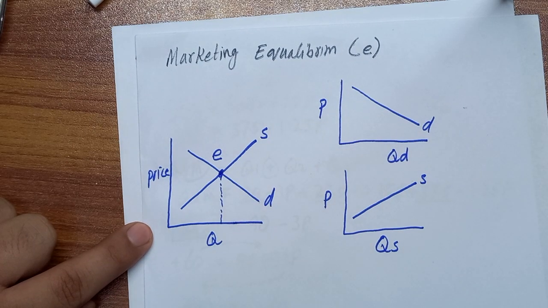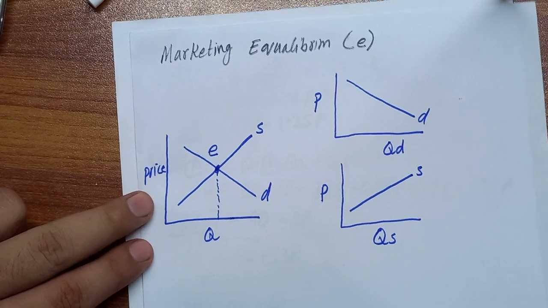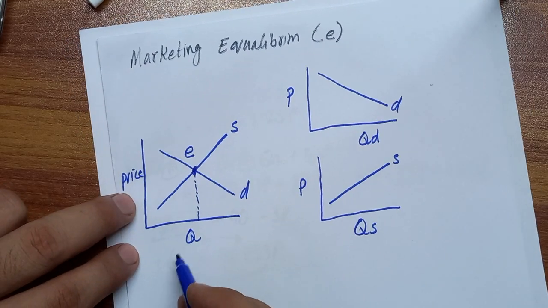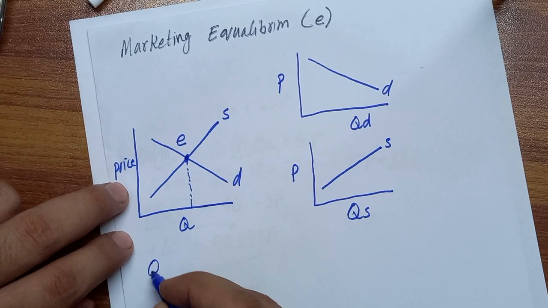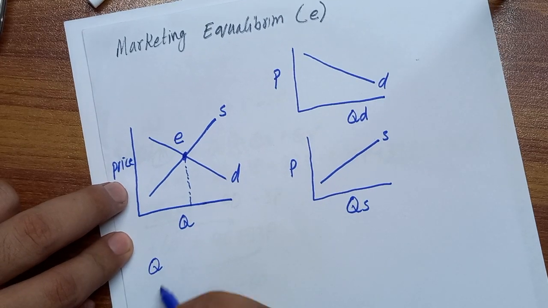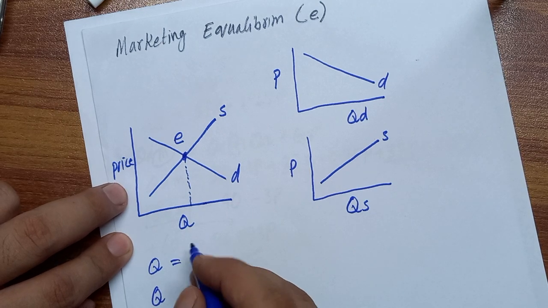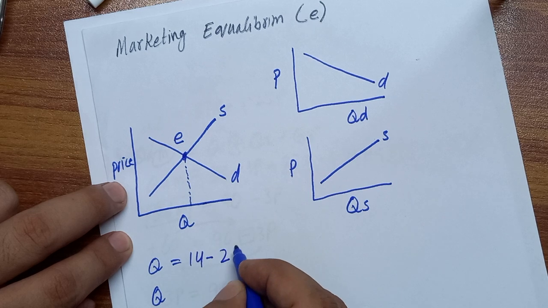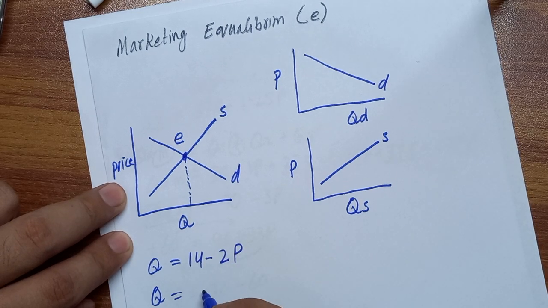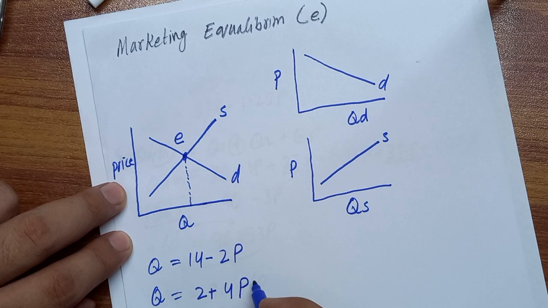So now let's do one example. Let's say we have two equations, one for quantity of demand and one for quantity of supply. So we have Q and we have another Q as well. Let's say we have 14 minus 2P and another is 2 plus 4P.